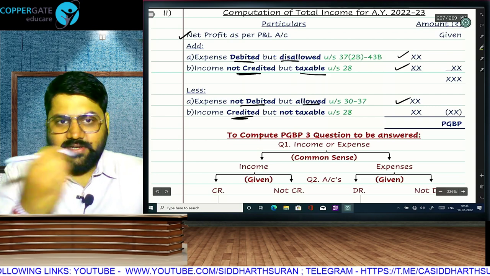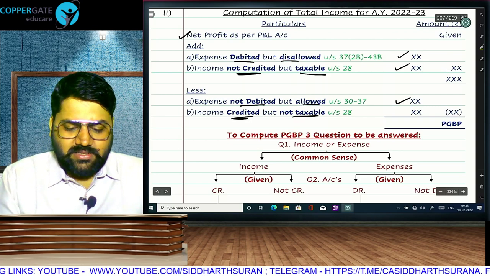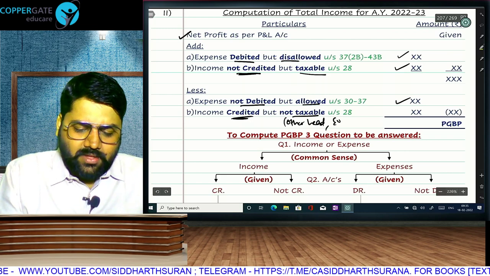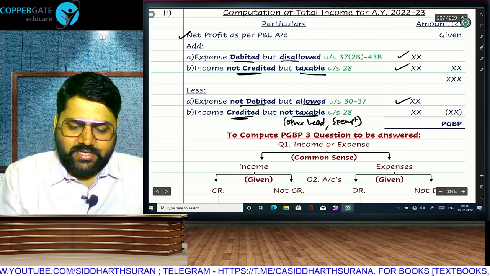And incomes which you have written on the credit side but they are not taxable, this can be because they are taxable under another head, or this can be because they are exempt income, income which is credited but not taxable, then you less it.